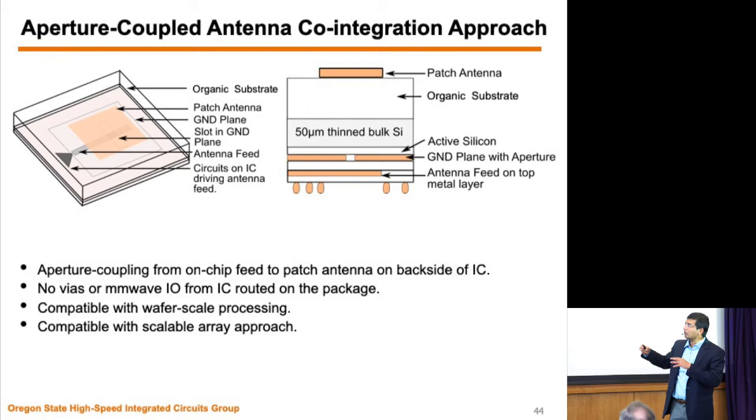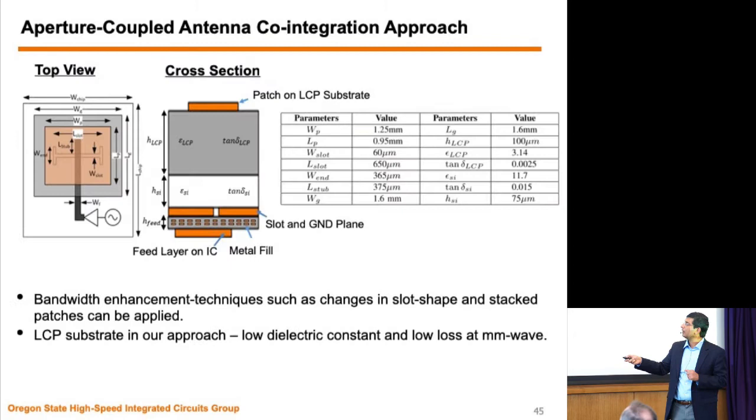I don't have measured data on that yet, but we've been working on approaches where you can put multiple of these laminates to build stack patches that have even wider bandwidth. So shown here is some kind of vision of what this looks like, which is we have circuits on the IC. These circuits drive this feed. This is a slot on the IC, and then we have the patch antenna on the substrate that is bonded to the IC.